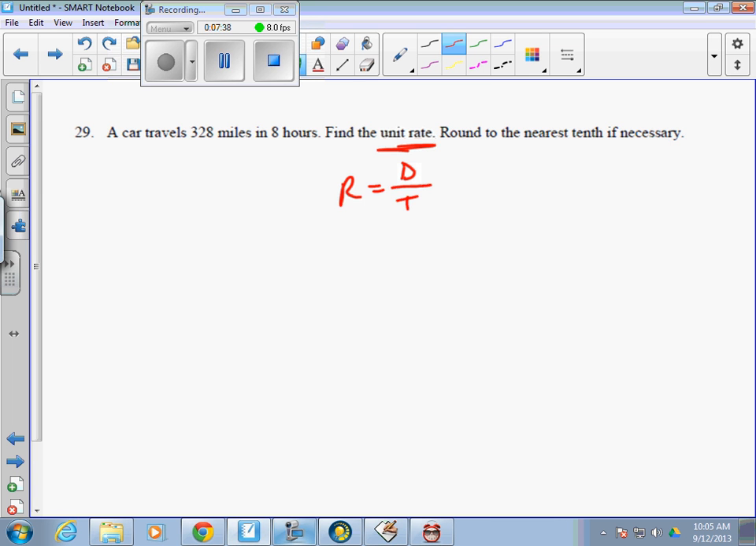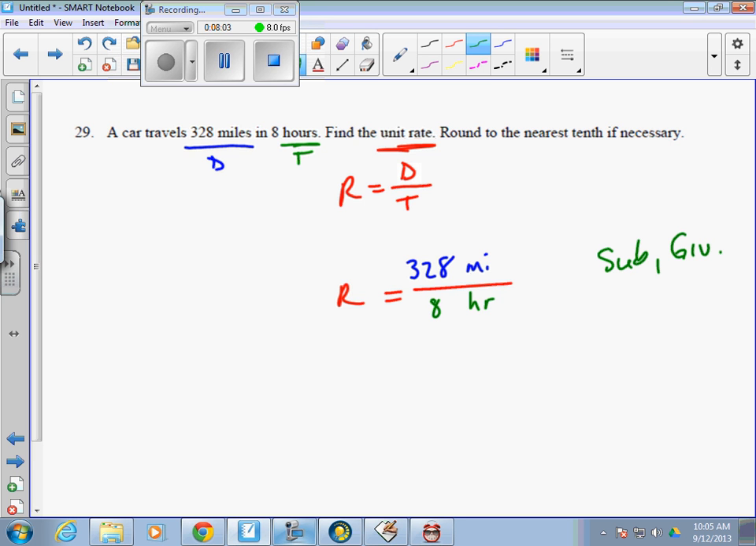So we have 328 miles. That's our distance measurement, so on the top of our fraction, 328 miles. Our rate is unknown, and our time measurement is 8 hours. So in place of our T, we'll put in 8 hours. All we did for that one is substitute in given values. Seems like we got away from that a little bit. We need to be able to do that with everything we do.